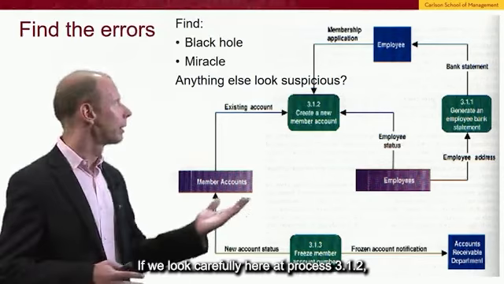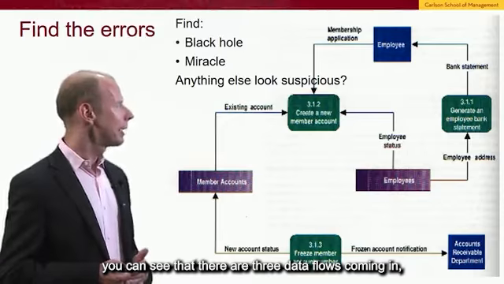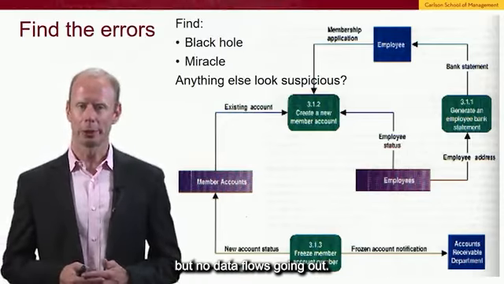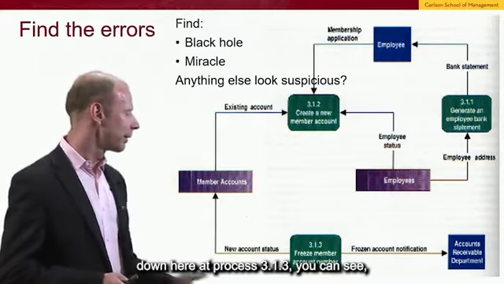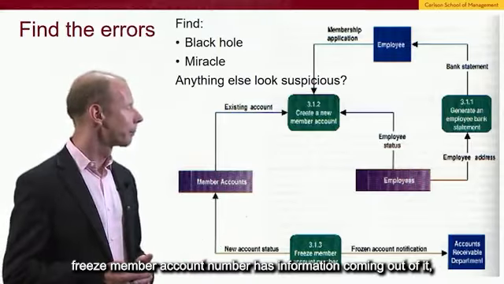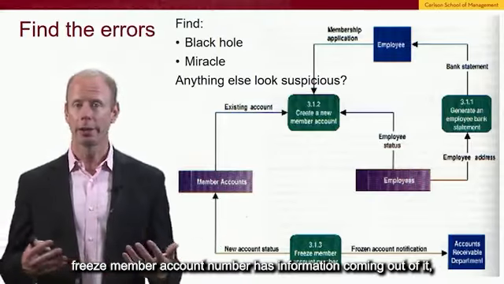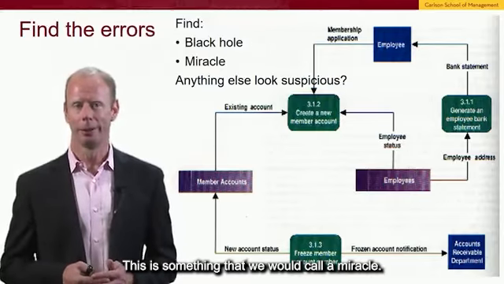If we look carefully here at process 312, create a new bank account, you can see that there are 3 data flows coming in, but no data flows going out. This is our black hole. If we look just below that, down here at process 313, you can see freeze member account number has information coming out of it, but no information coming in. This is something that we would call a miracle.